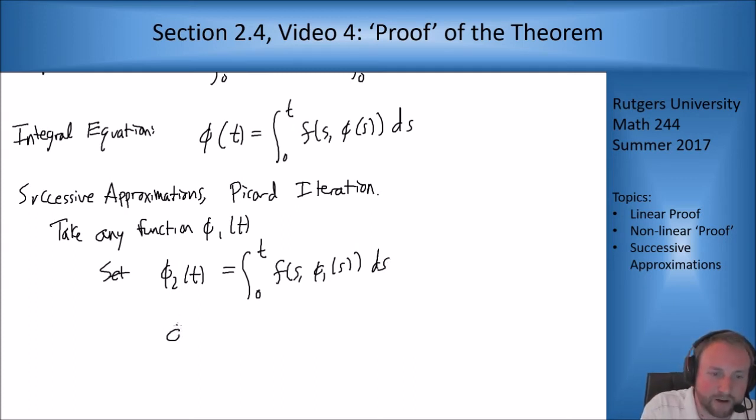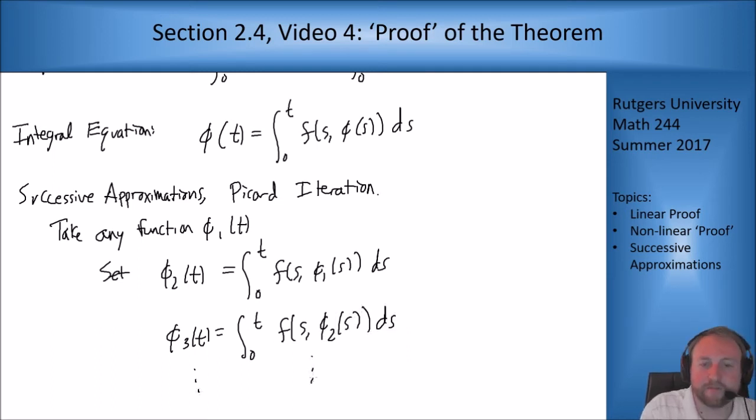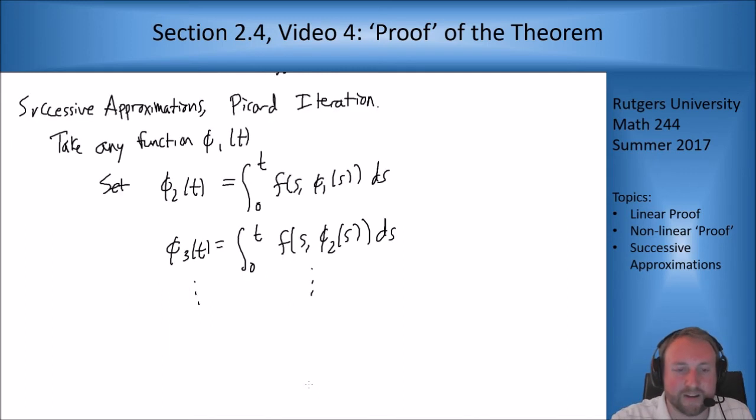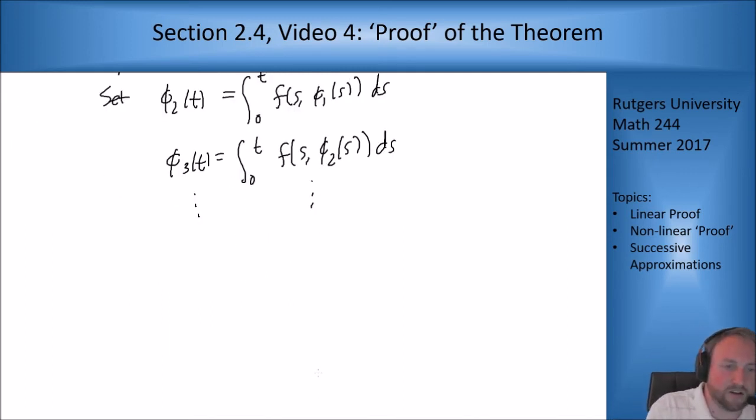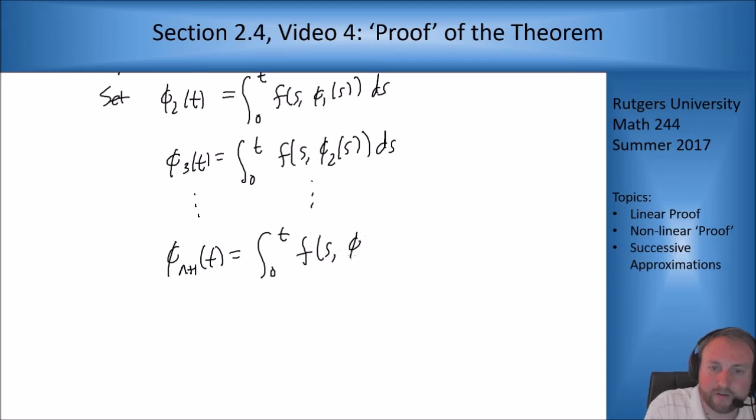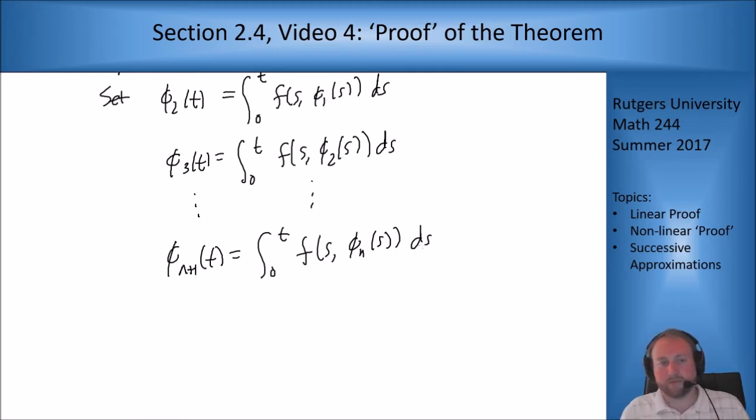So I'm going to get phi3 of t is the integral from 0 to t of f of s phi2 of s ds, and then we're just going to keep on going. So I can do this as many times as I want. So I get a sequence where phi n plus 1 of t is the integral from 0 to t of f of s phi n of s ds. And that builds me a sequence of functions.